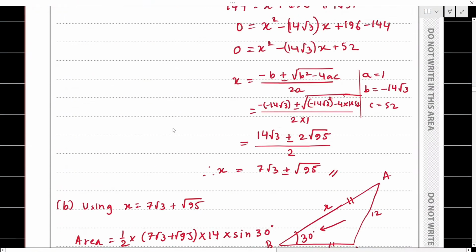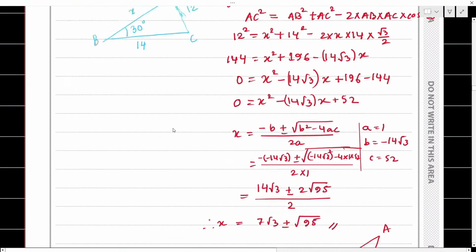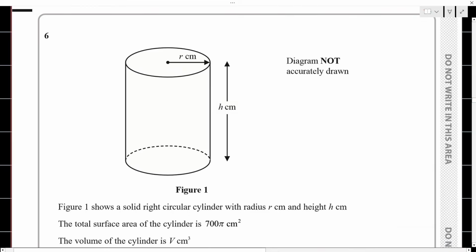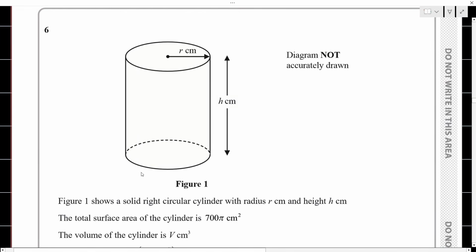And this concludes our question number 5. We can now move on to question number 6. So this is our question number 6. We can see that we have a figure of a cylinder, and the radius of the cylinder is r centimeters, and the height of the cylinder is h centimeters.